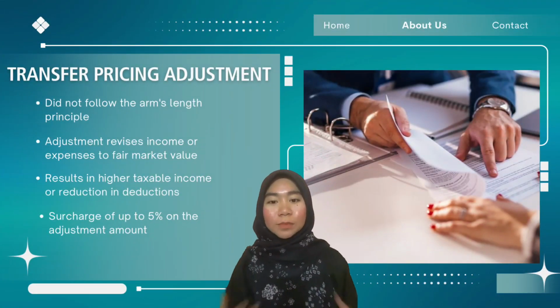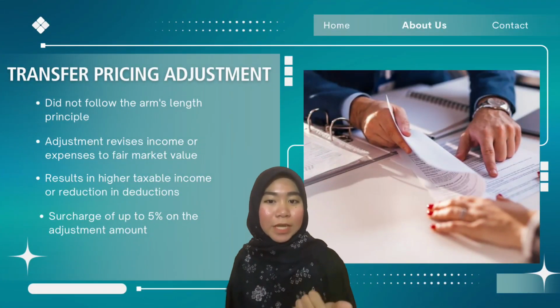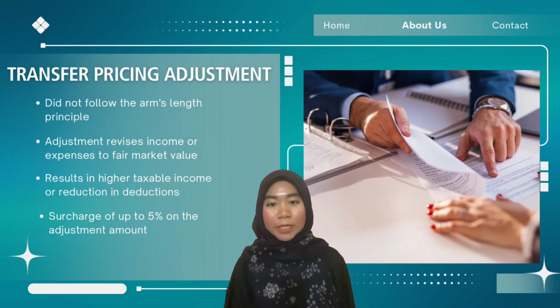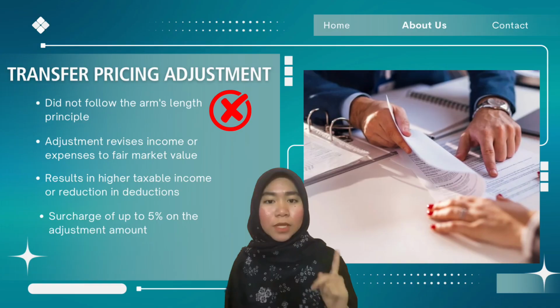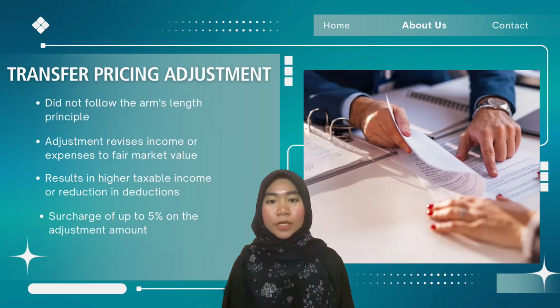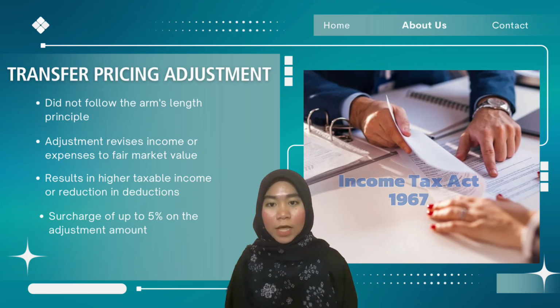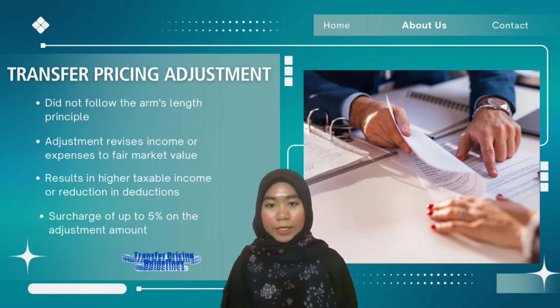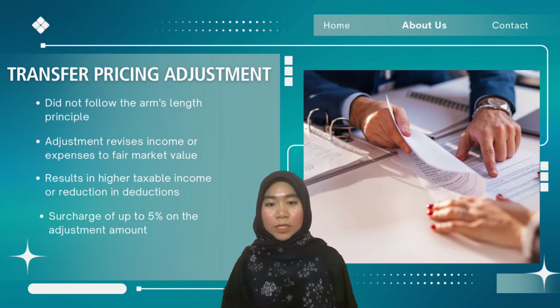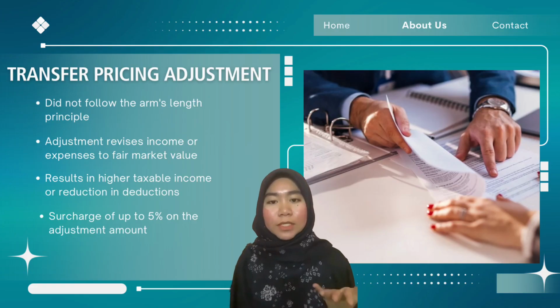Next, I will explain about transfer pricing adjustment and penalties. Transfer pricing adjustments arise when a company does not follow the arm's length principle in its related party transactions. Under the Income Tax Act 1967 and Malaysia Transfer Pricing Guidelines, transactions between related companies must be priced as if they were conducted between independent parties under similar circumstances.